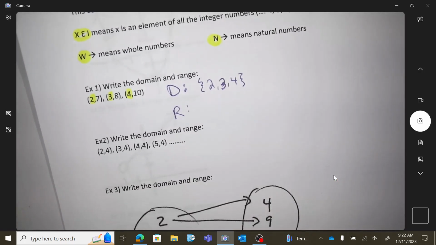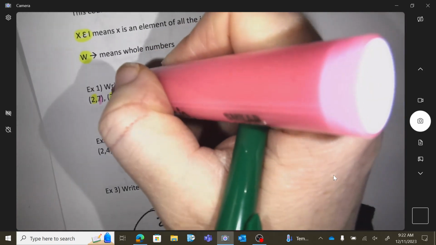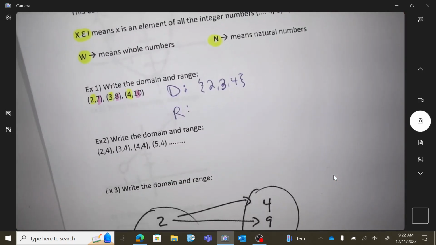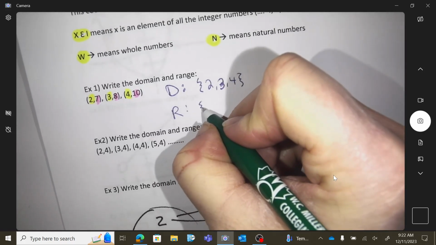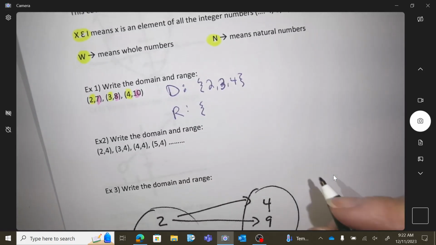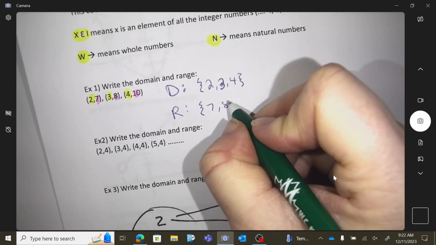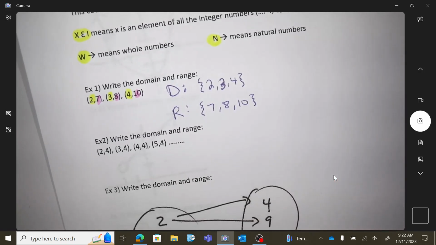And the range. So I'm saying, well, what are all the y values? There are only a few y values. So I'm going to list them. If I list, it means I'm doing squiggly brackets. 7, 8, and 10 is the list of the y values.